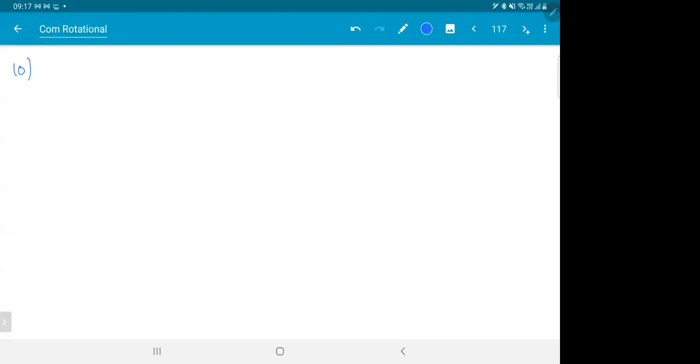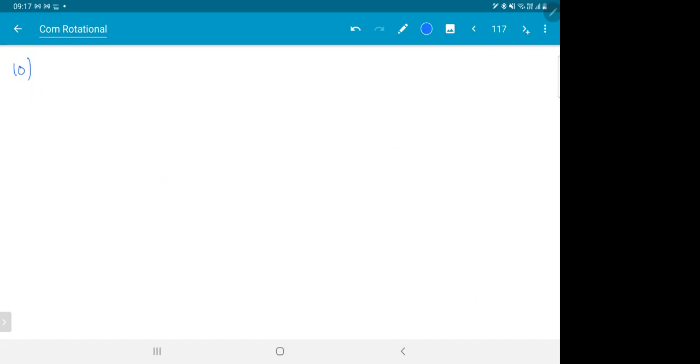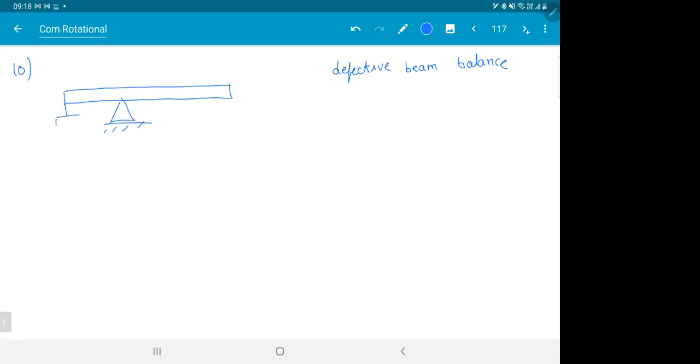Let's start off with the problem. So this is what we did last time. Great. We have a beam balance. So we have a defective beam balance. Whoever manufactured it, they didn't manufacture it properly. This is what they observed.